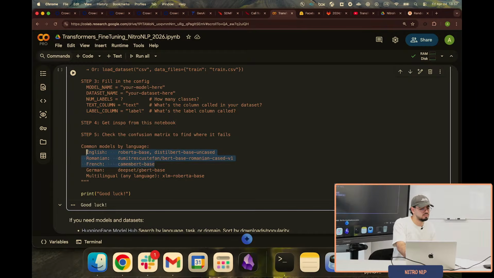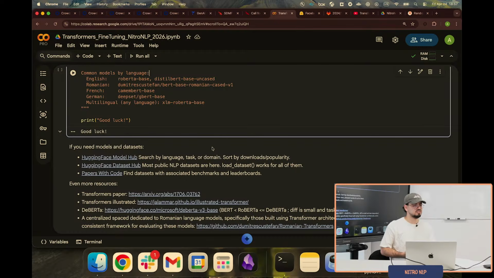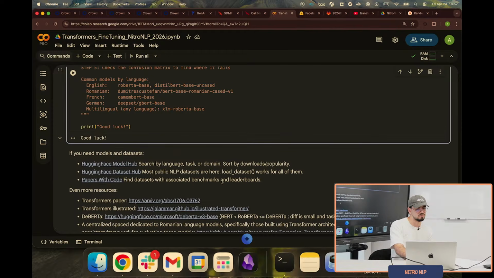These are some common models by language. For English, you would use maybe RoBERTa base or DistilBERT base uncased. For Romanian, as Dana mentioned two years ago, I put it in the resources as well. You have a centralized space dedicated to Romanian language models, built using transformer architectures, and a consistent framework for evaluating those. They're very similar in name. I think it's called RoBERT, not RoBERTa, so do not confuse the English-based one with the Romanian transformer.